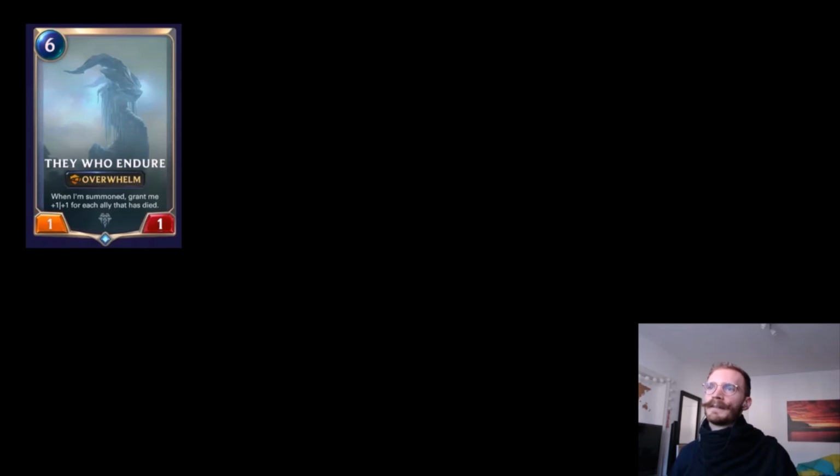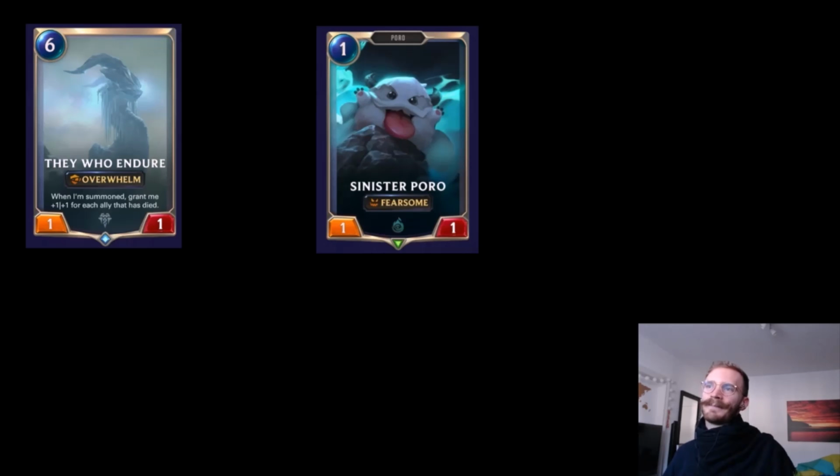but it is for example safe to assume that They Who Endure is such an important card in this deck that he is going to run it as a 3-of more than 99% of the time. Whereas other meme cards, like for example Sinister Poro, he's gonna play just about never. So we give that a chance of like 0.01% of being in the opponent's deck.